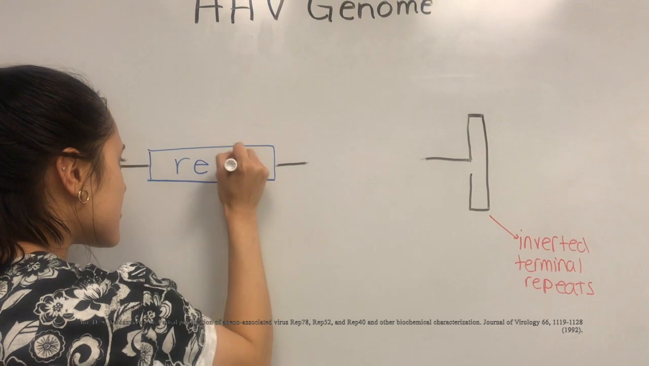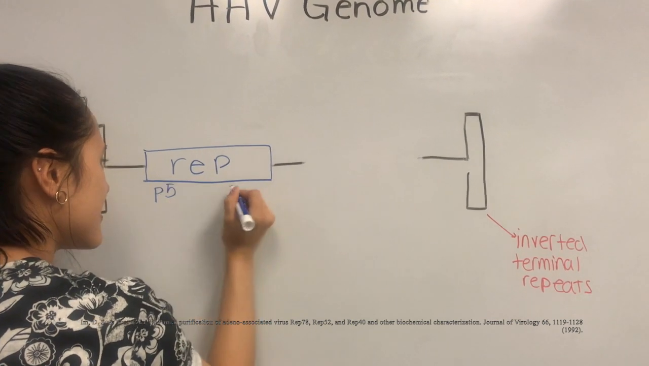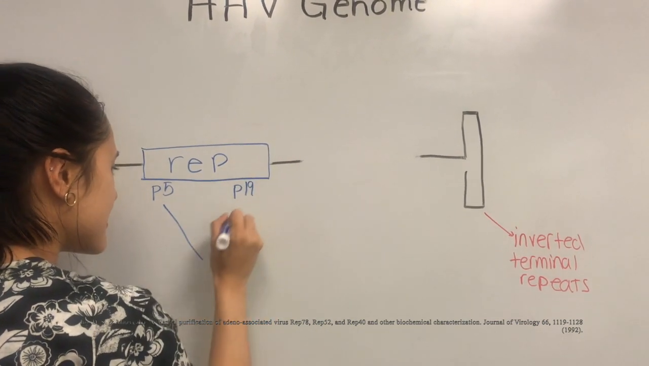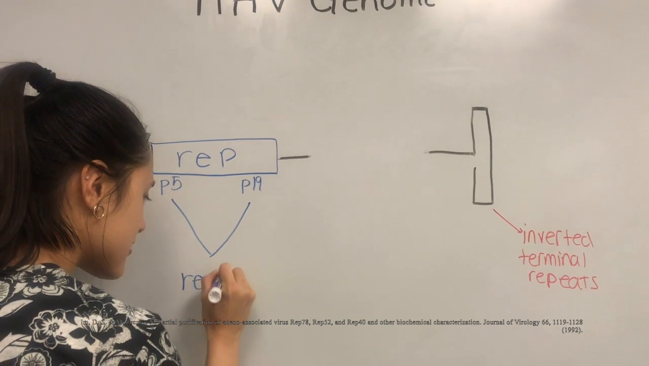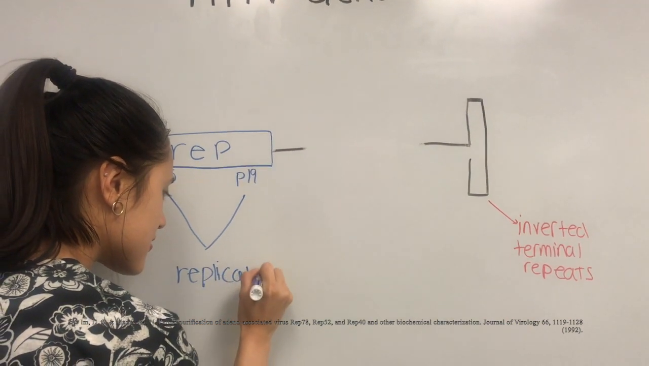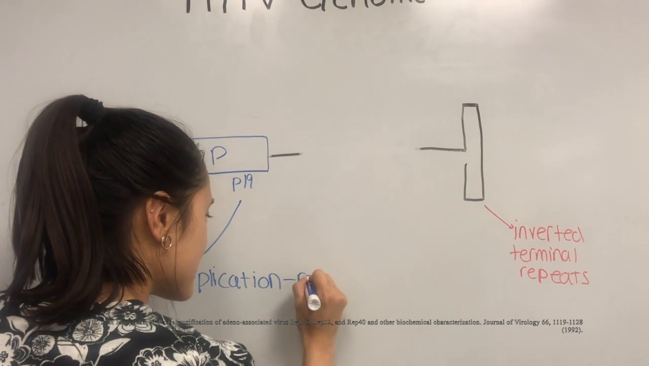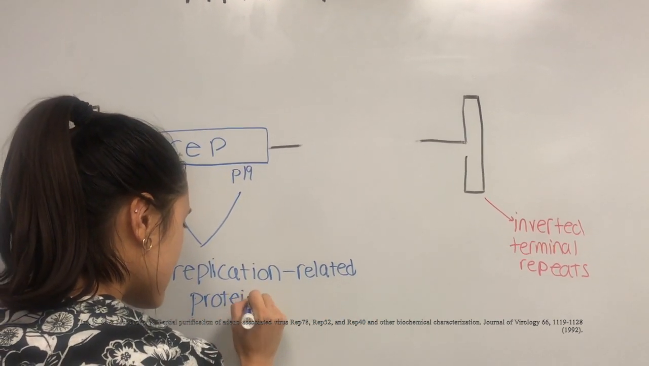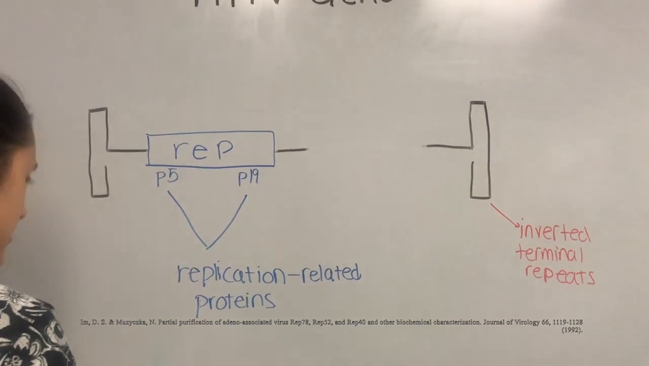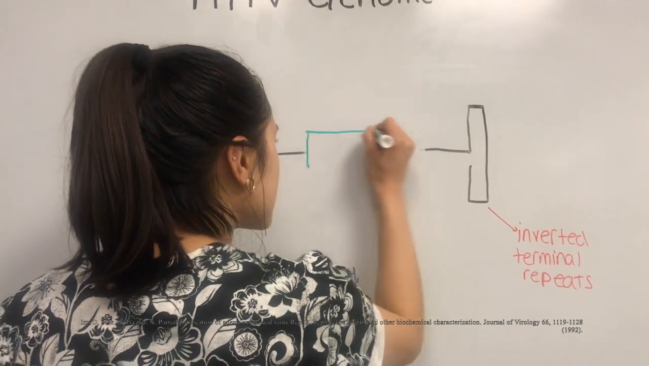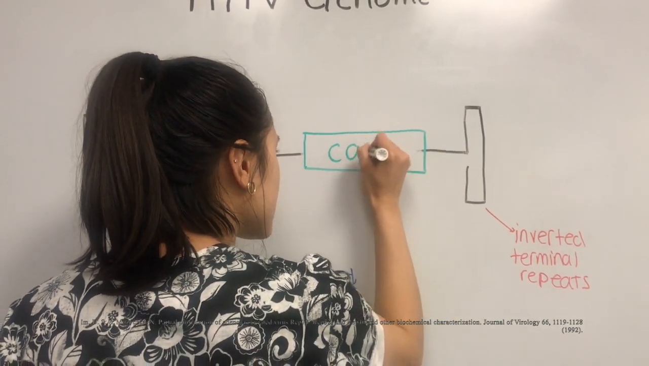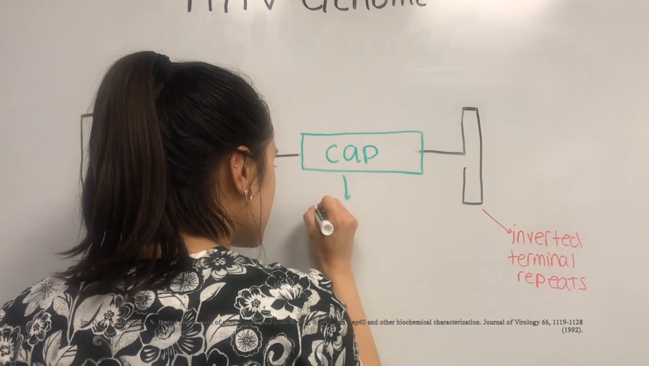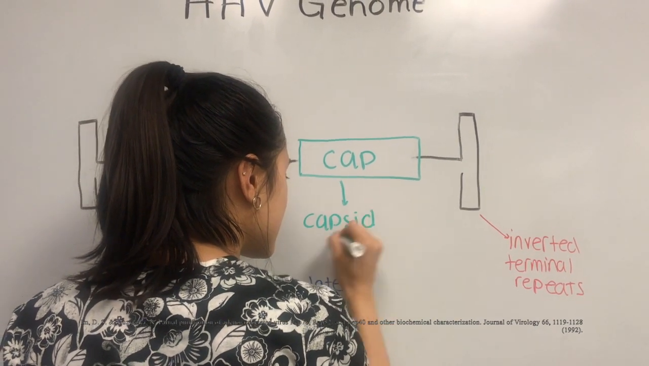AAVs have highly conserved genome groups. The rep group codes for rep proteins, which assist in replication. Key rep proteins are regulated by the P5 and P19 promoters and are produced via alternative splicing. They include rep 78, 68, 52, and 40. Meanwhile, the cap group encodes for viral capsid proteins VP1, 2, and 3.